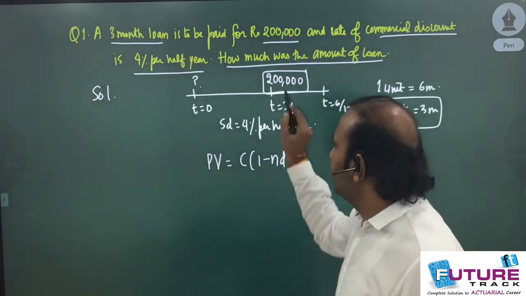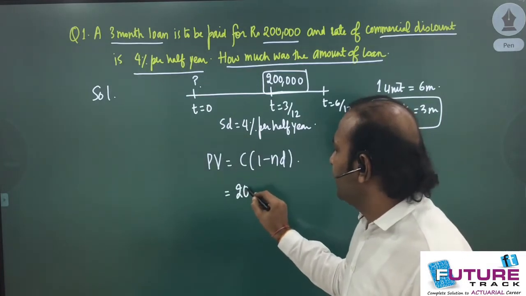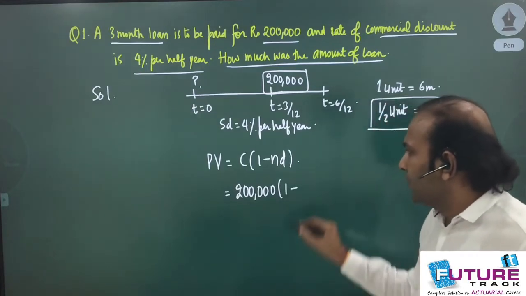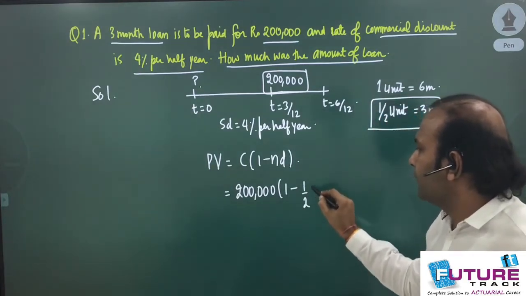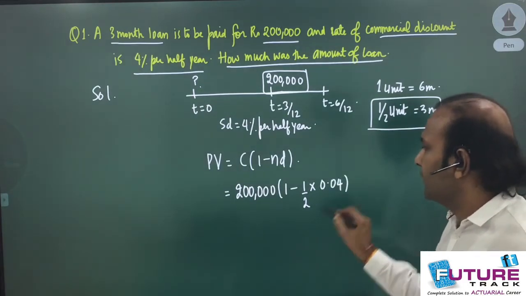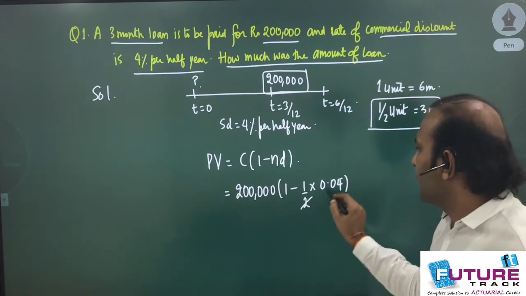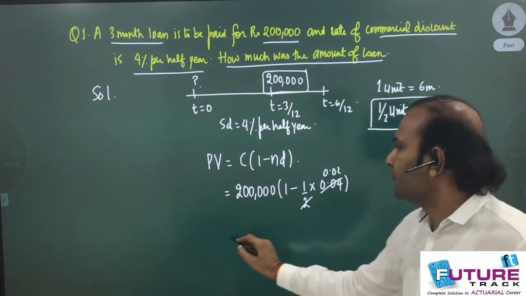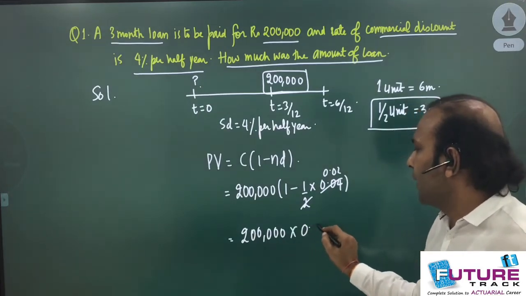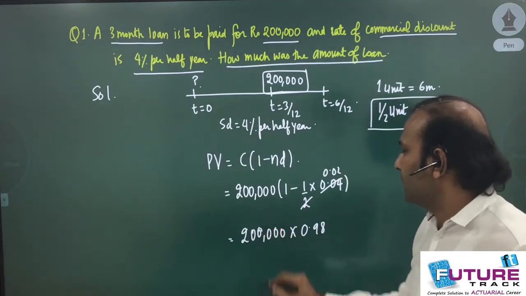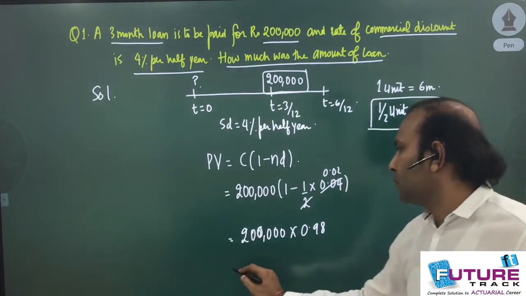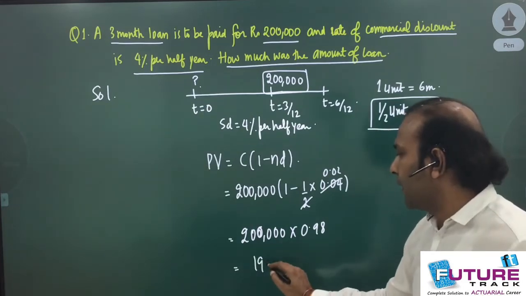So my C is what? 2 lakh. 1 minus number of years are half. D is what? 4%. Fine. So this will get cancelled. 0.02. 2 lakh into 0.98. Fine. So the final answer will be 1,96,000.